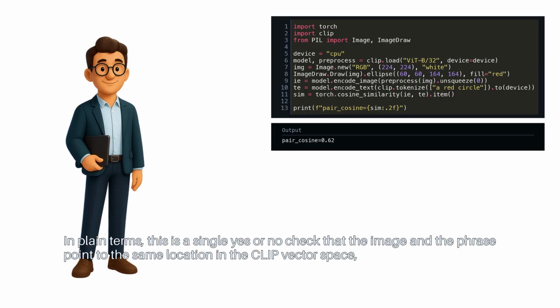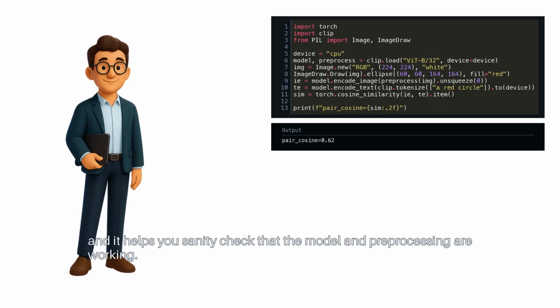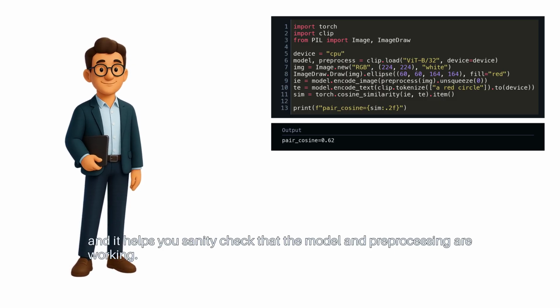In plain terms, this is a single yes or no check that the image and the phrase point to the same location in the CLIP vector space, and it helps you sanity check that the model and preprocessing are working.